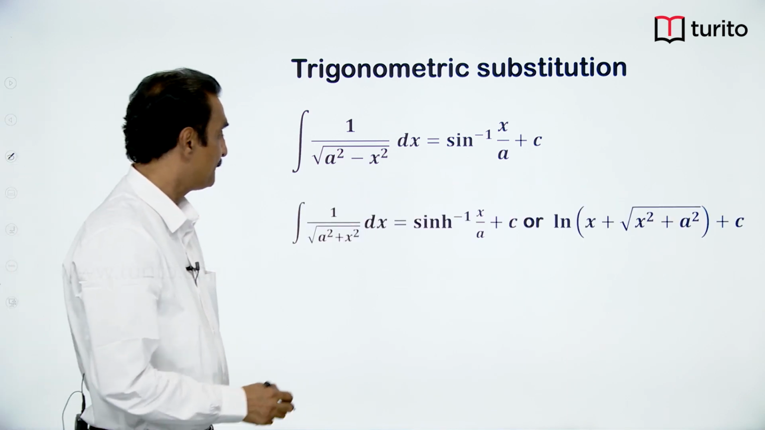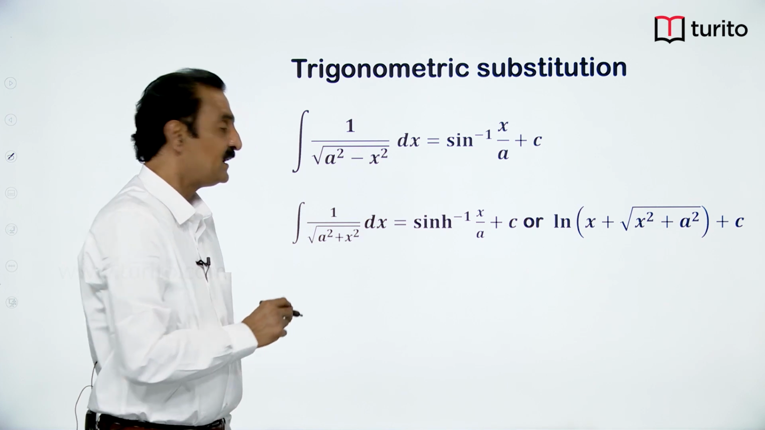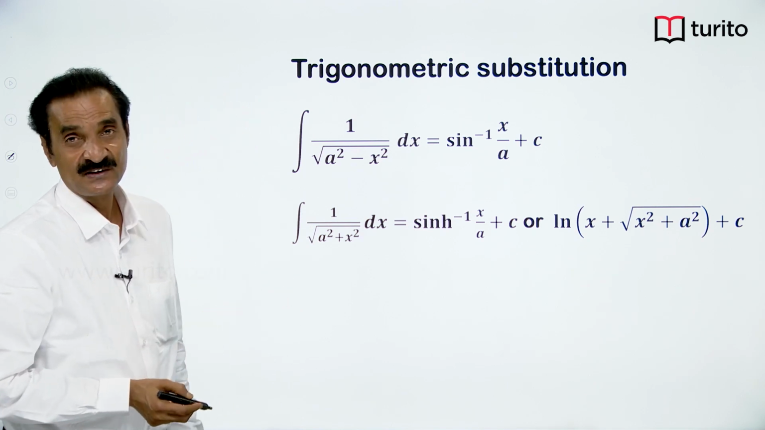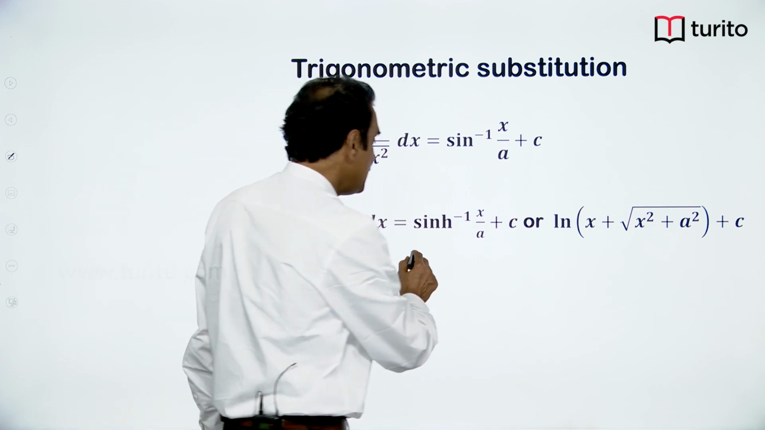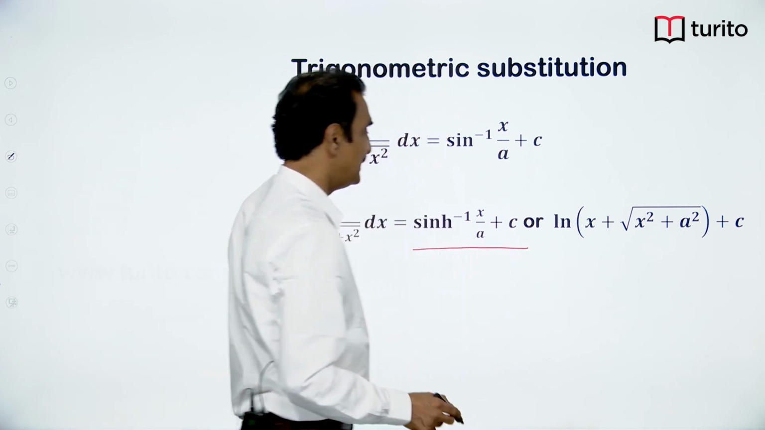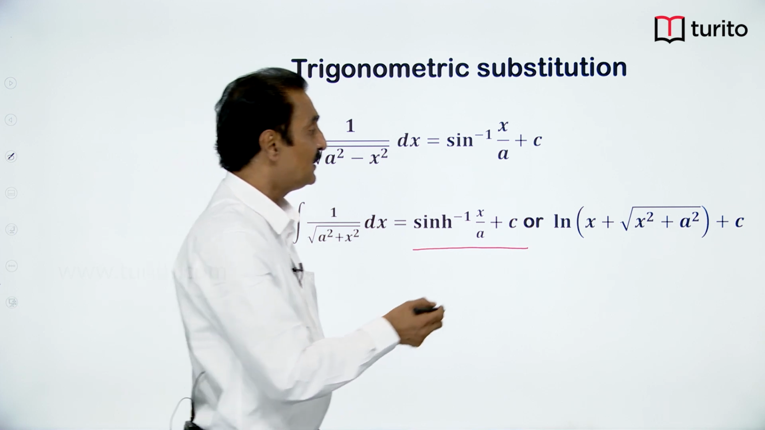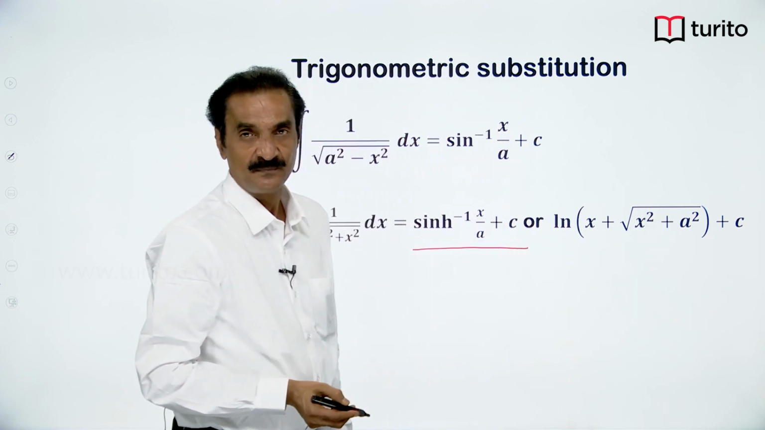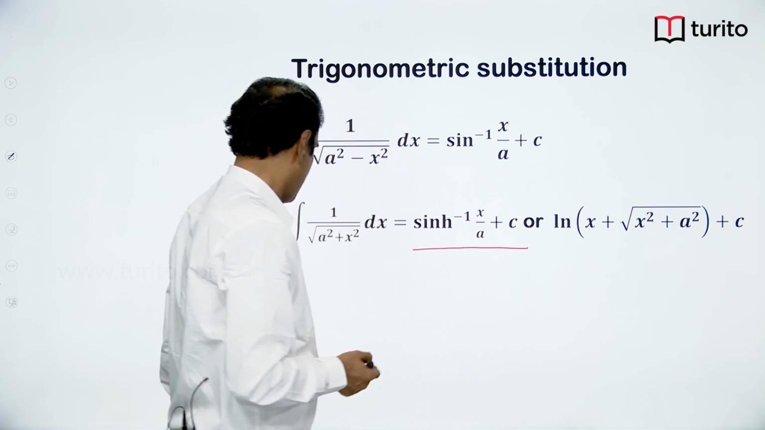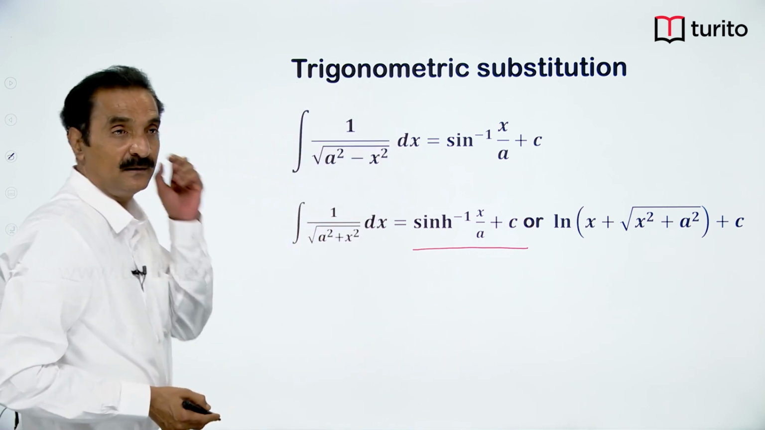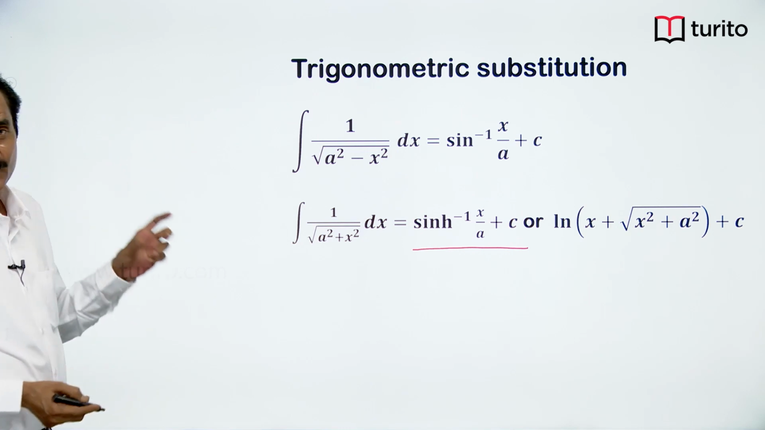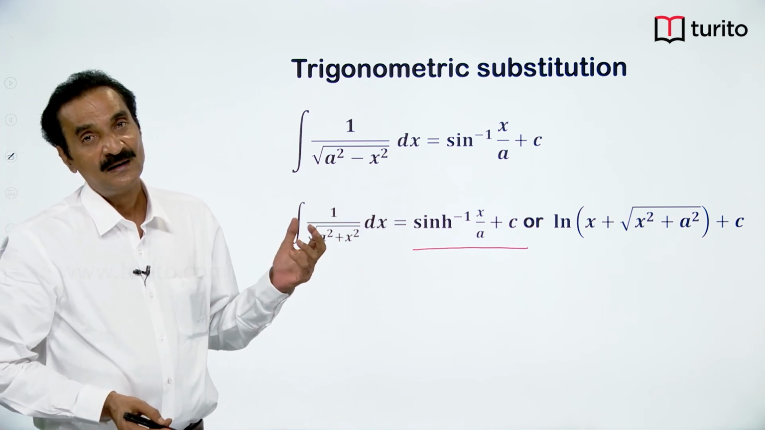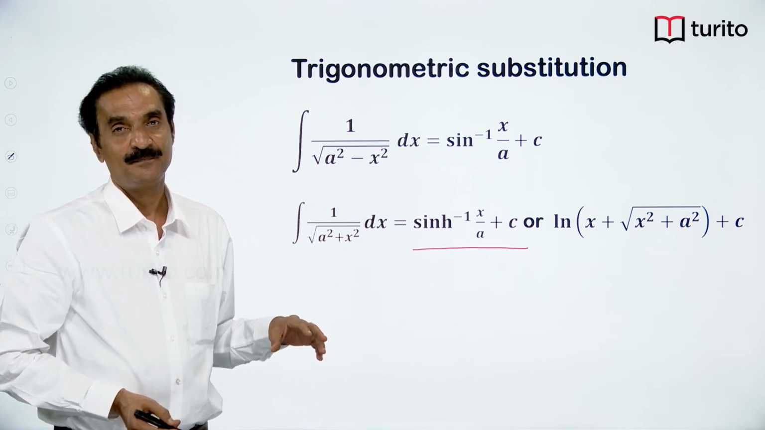Next formula, integral 1 by root over a square plus x square dx is sinh inverse x by a plus c or ln of x plus root over x square plus a square. Here I gave two substitutions. You can put x is equal to a tan theta or a sinh theta. Okay.